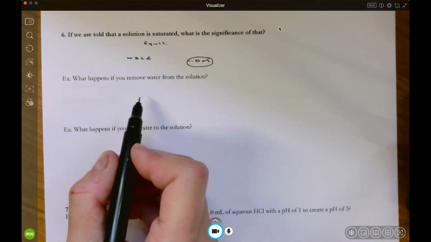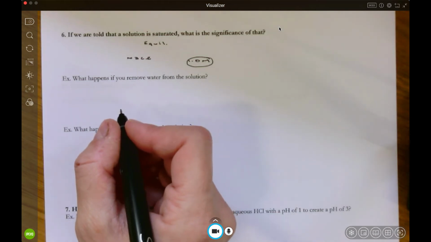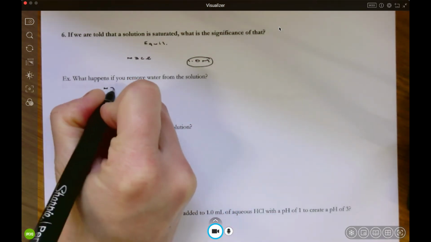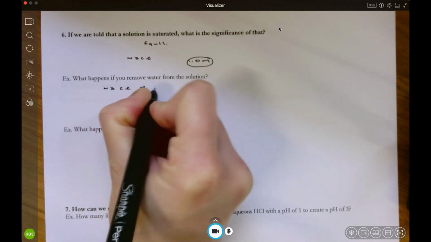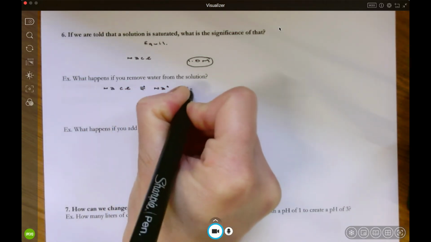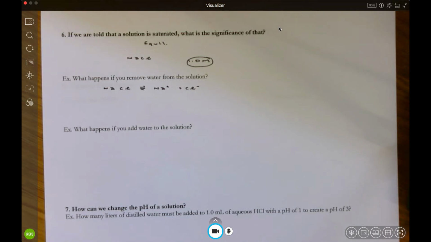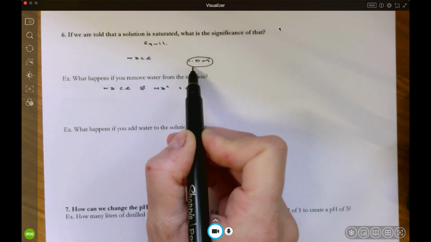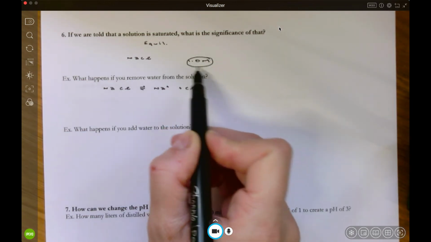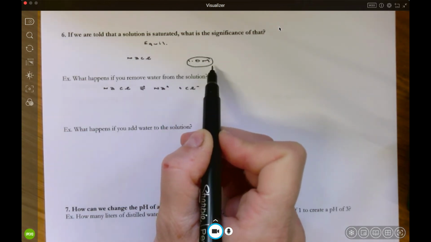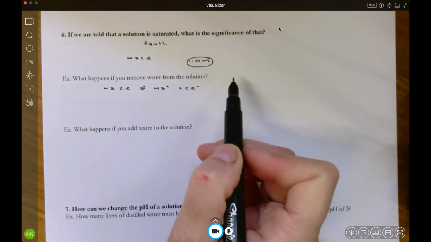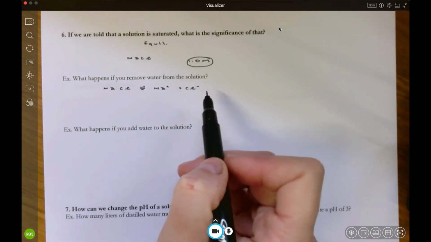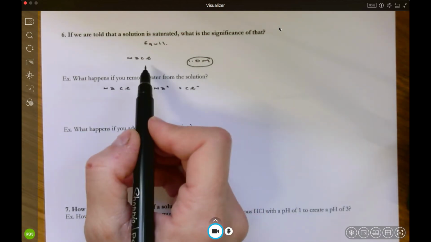Now, what happens if you remove that water? So let's say, for example, I have a saturated solution. It's in equilibrium. It's very happy. And I remove water. If you're removing water, logic tells you, since I'm removing water, but it has to keep this concentration, what would have to happen for it to maintain this concentration if you lose water? Well, solid would have to form because you have now extra ions because you lost water. So a solid would form.